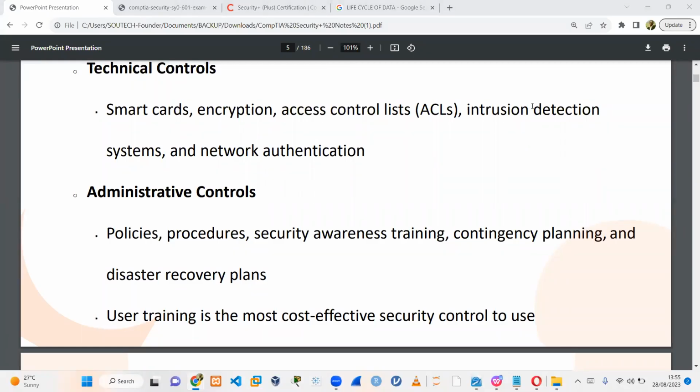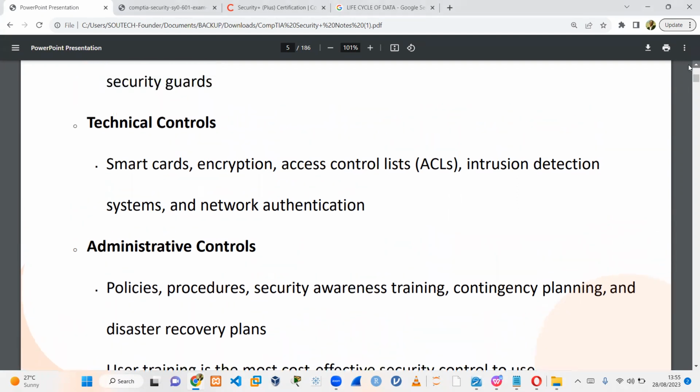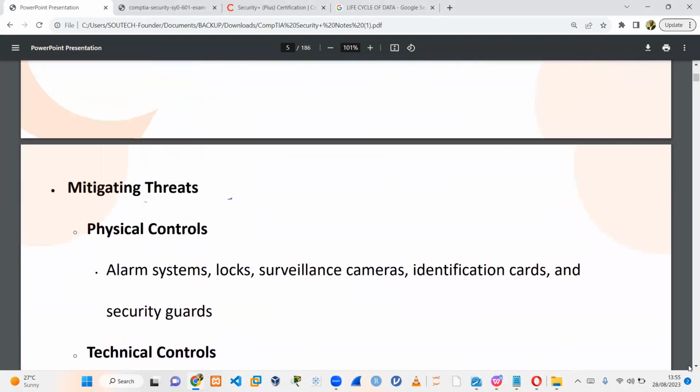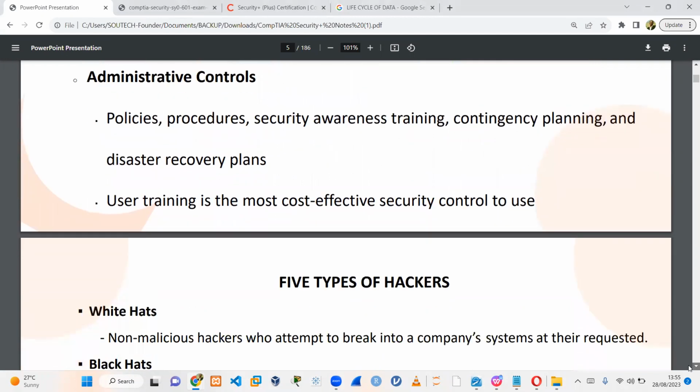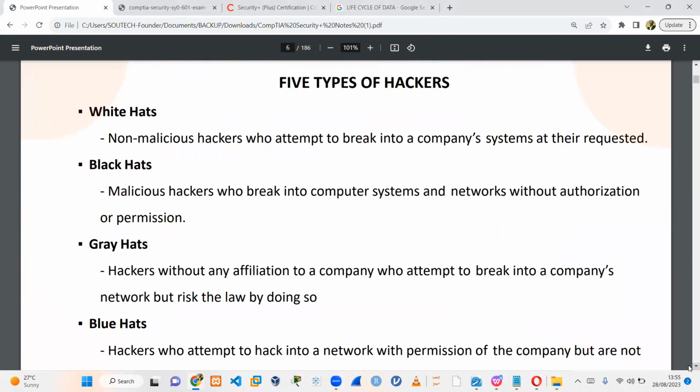So in administrative controls, we are trying to see how do we use policies, procedures, security awareness training to try to make sure that we have security in place. So these are the three most common types of controls we have in order to mitigate threats: physical controls, technical controls, and administrative controls. Now, for the very basics, types of hackers.